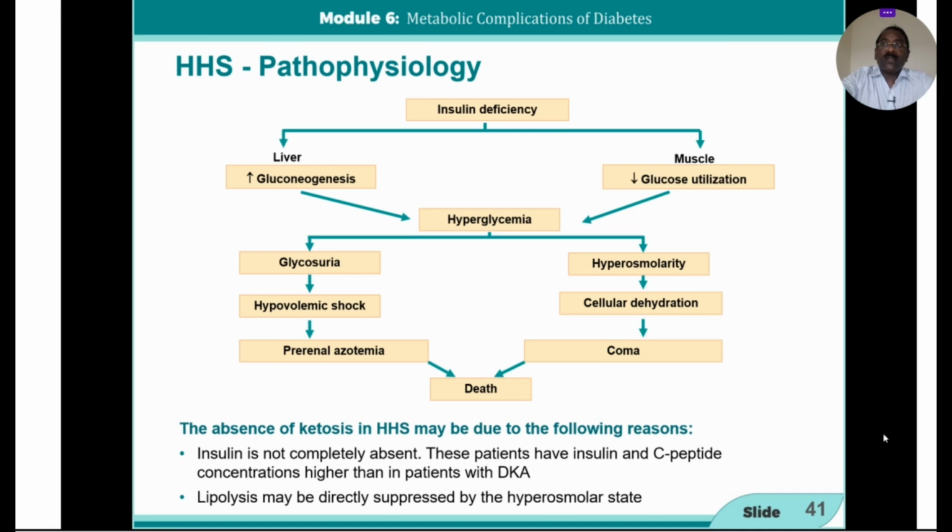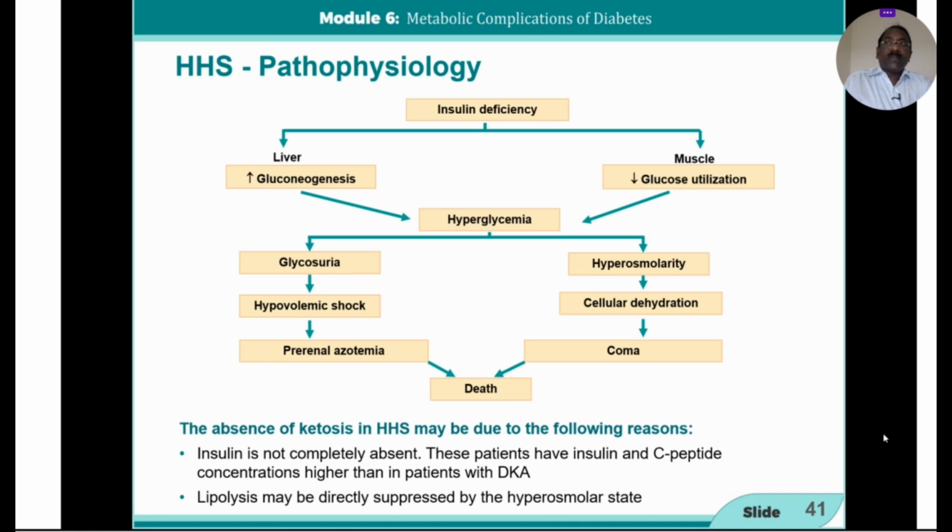And here there is hyperosmolarity. I told you how to calculate it: 2 times sodium plus potassium, plus blood sugar divided by 18. Some people include the BUN, but even if you don't include the BUN, this is sufficient to calculate serum osmolality. So cellular dehydration, coma, and finally death. The mortality is much higher in HSS when compared to DKA, because of the elderly age, the very high blood sugars, and the third thing is the very high dehydration here.